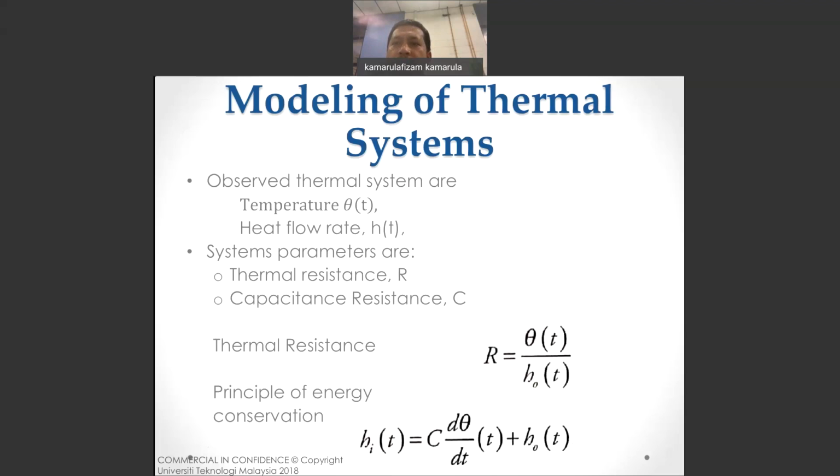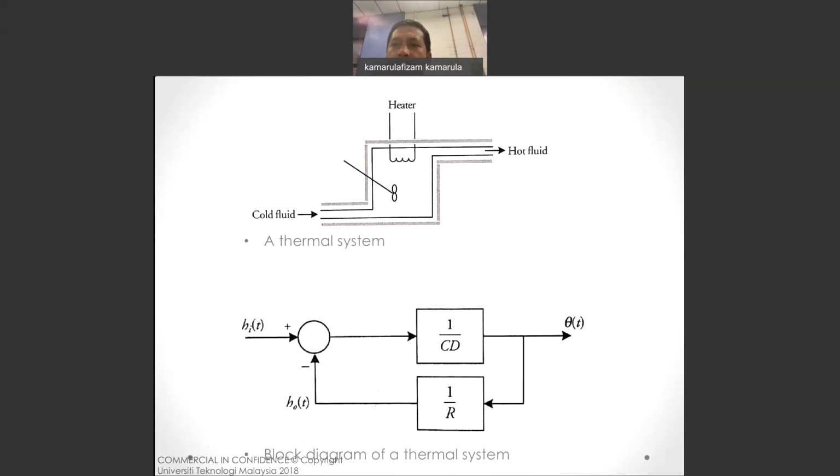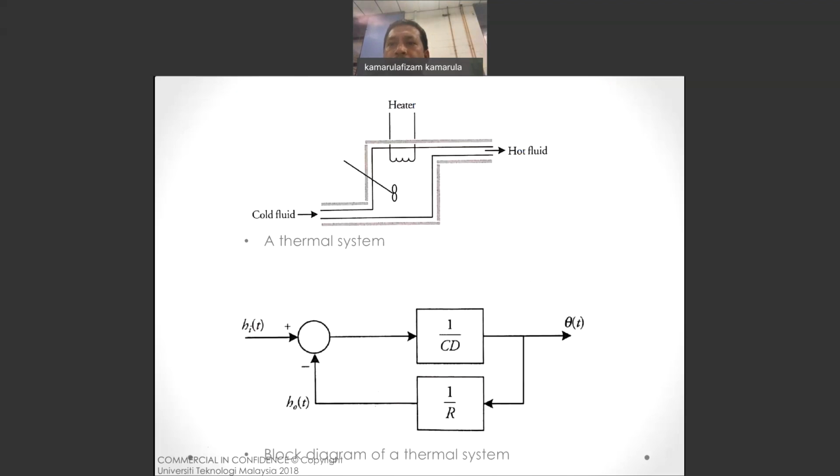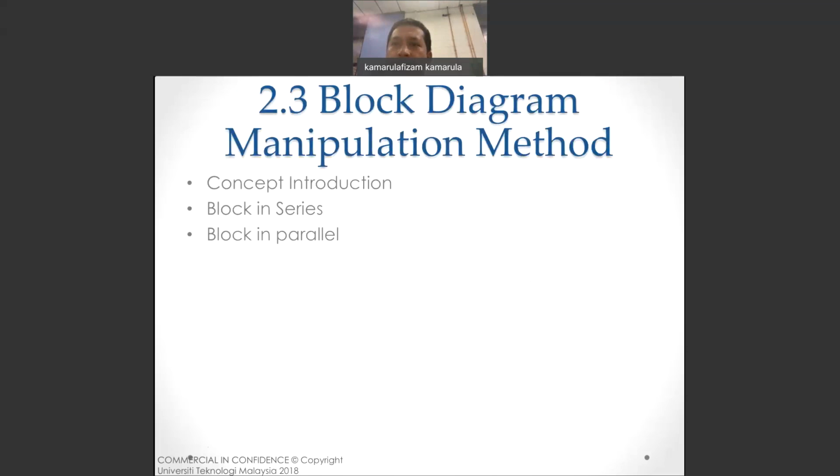All right. So this is a thermal system, I think I'm not going to go through it because this one won't be asked in the exam.